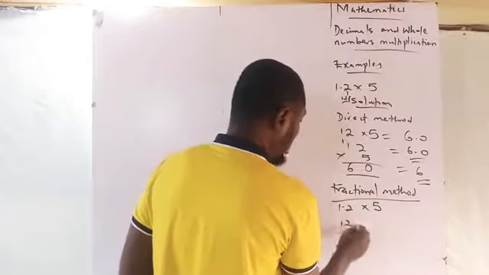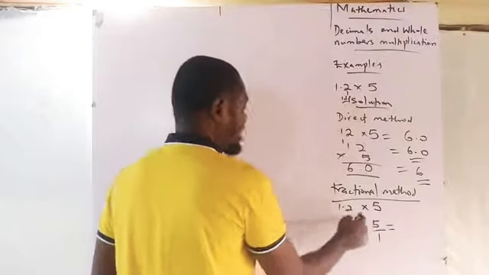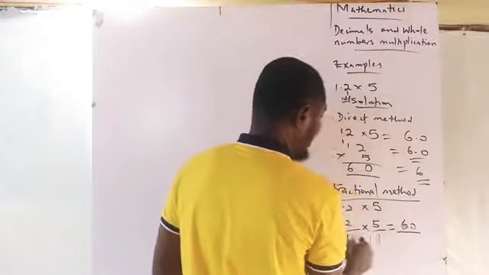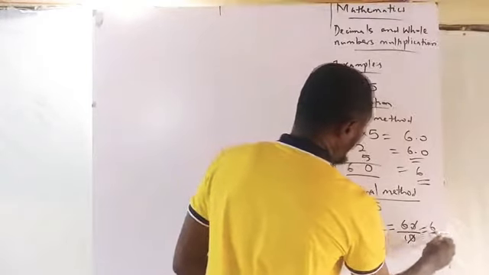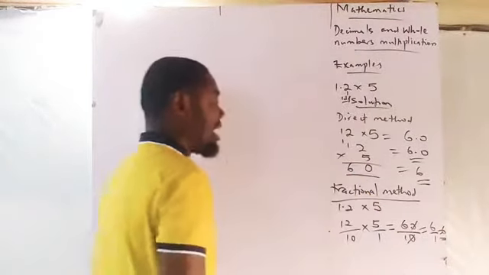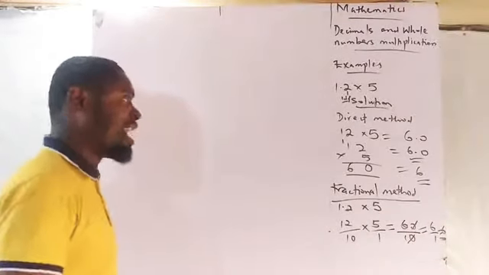So 1.2 is simply 12 over 10 times 5 over 1. Multiply. 12 times 5 is 60, over 10 times 1 is 10. The ending zeros cancel. What you have is 6 over 1, which is still 6. So your answer is 6. As simple as that. Let's try another example.